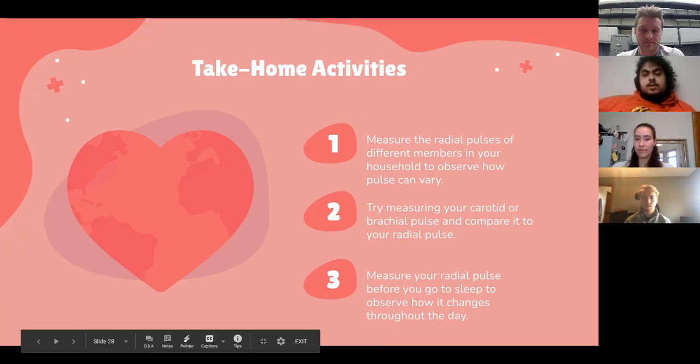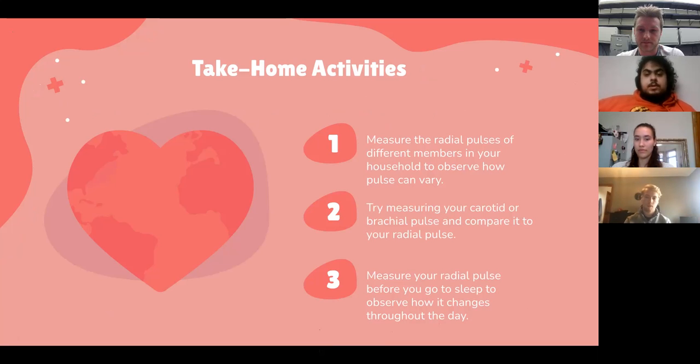Some activities you can do after finishing this video. You can measure the radial pulses of different members in your household and observe how their pulses differ from yours. You can try measuring your carotid or brachial pulse and compare it to your own radial pulse. You can also measure your radial pulse before you go to sleep and observe how it has changed since you measured it during this video.